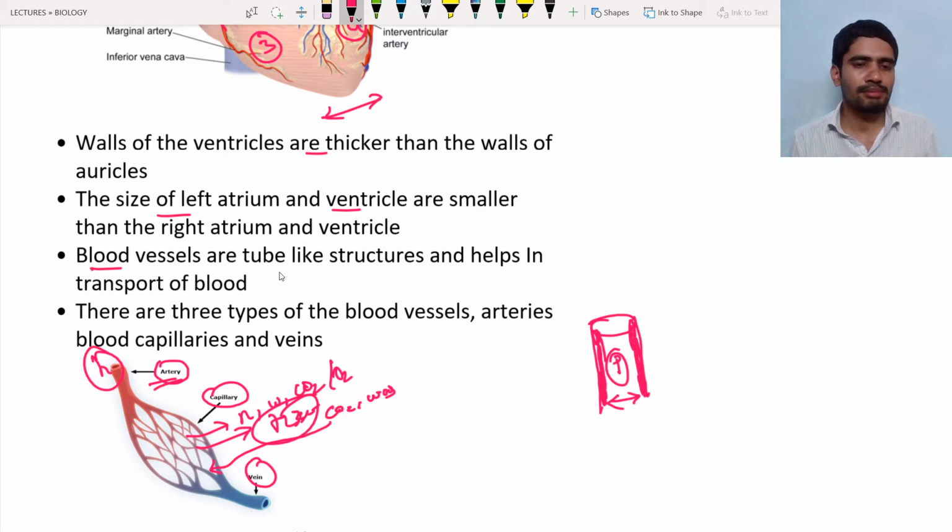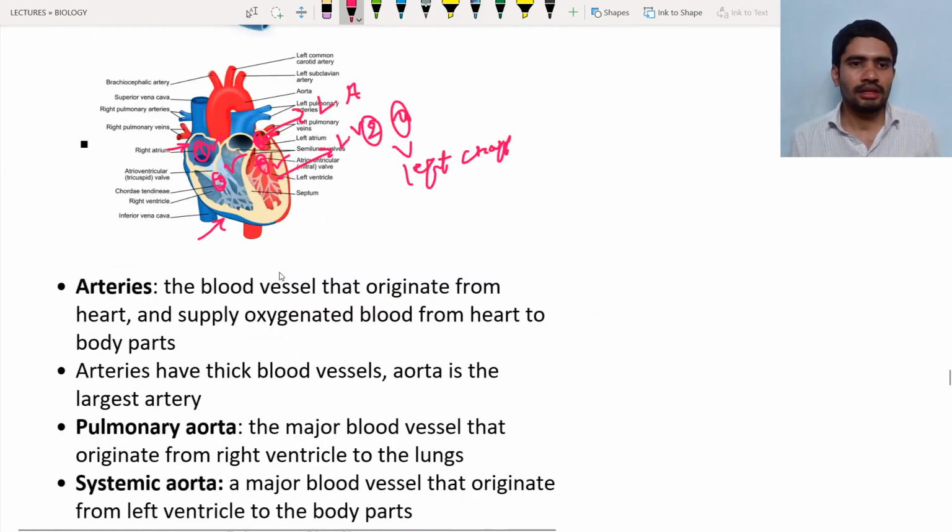From here the blood capillaries are going to join to form a tube that is known as vein. This vein is again going towards the heart. Okay, so this is known as blood circulation that is occurring in the tubes or blood vessels. Okay, and here you have to discuss a little bit more about the arteries.